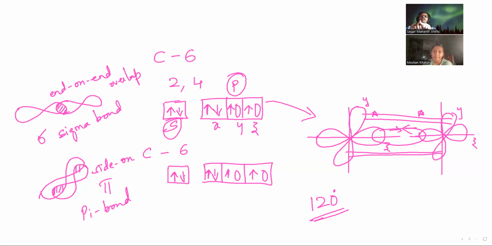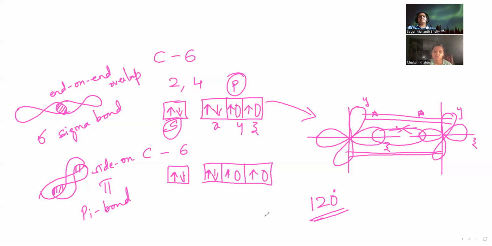Because you see, there are two overlaps that have been formed. One is the end-on-end overlap, resulting in a sigma bond, and the side-on overlap that results in the formation of a pi bond. Now, can you guess, just by looking at the diagram, which bond must be stronger between the sigma bond and pi bond? Isn't it depending on whichever hybridization it is?